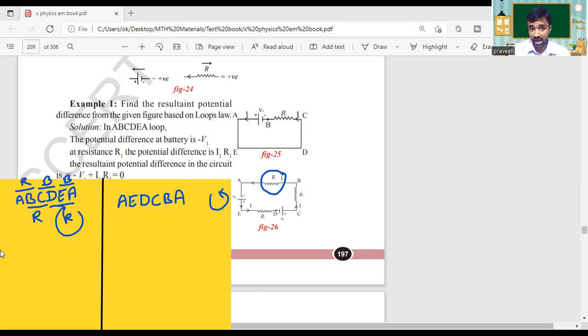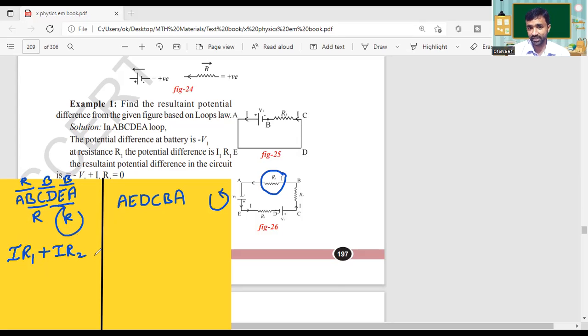A to B. I am traversing opposite to the direction of current through a resistor, so it is given a positive sign. No need to write the positive symbol for the first term. That is the product of resistance and current, IR1. The next, B to C, opposite to the direction of current through a resistor, taken to be positive sign. Then the product of current and resistance, IR2.